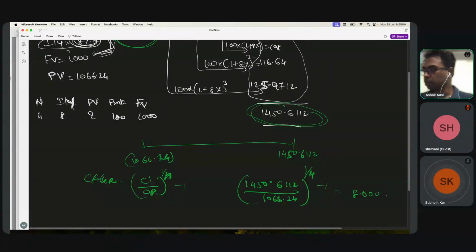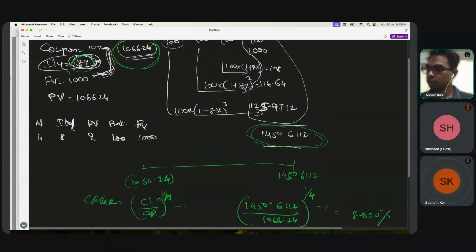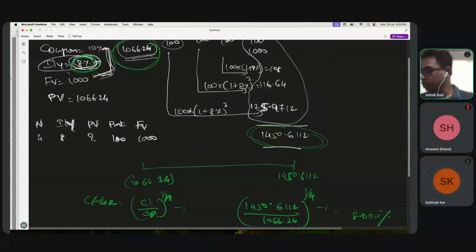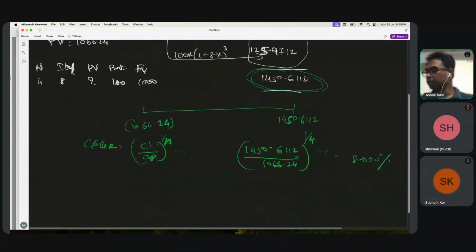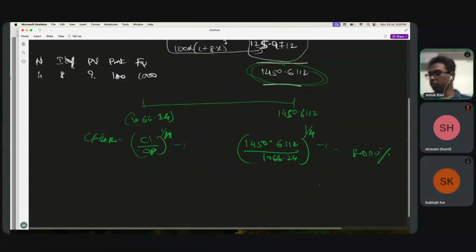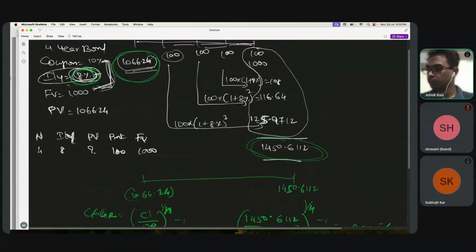So that is 8 percentage. If you hold this bond till maturity, and if no interest rate change happens in the market, then you are going to earn 8 percentage, not 10 percentage. The logic is simple: you are paying more over here. 66 rupees you have paid extra. That will bring the rate down.